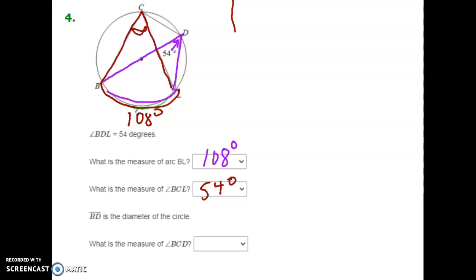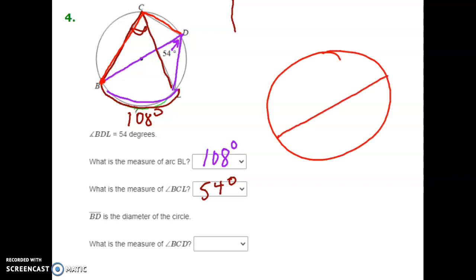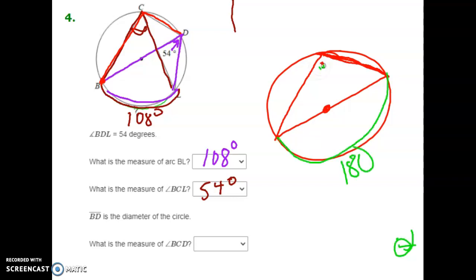BD is the diameter. Okay, good. What's the measure of angle BCD? Well, if you've got a circle with the diameter, and then you've got an angle on the other side, we know that this arc here is 180. The measure of this angle has to be half. So that's going to be 90 degrees.